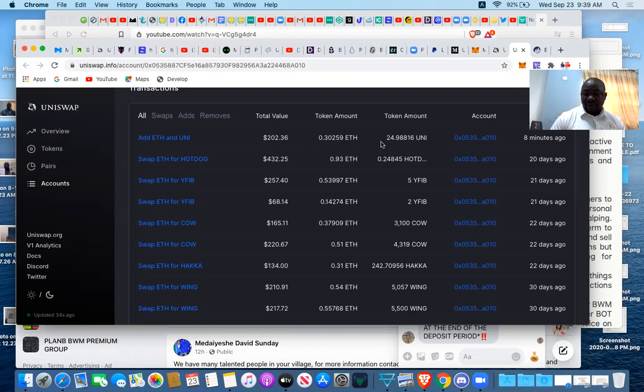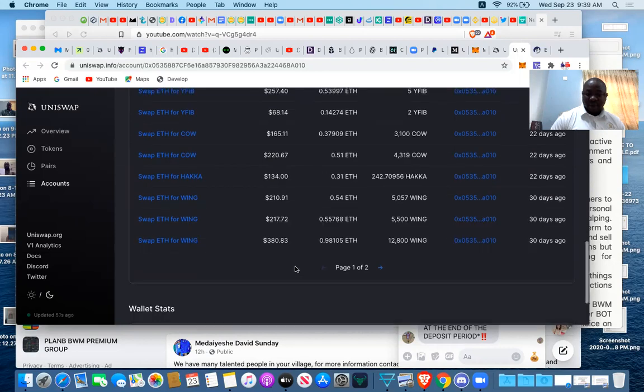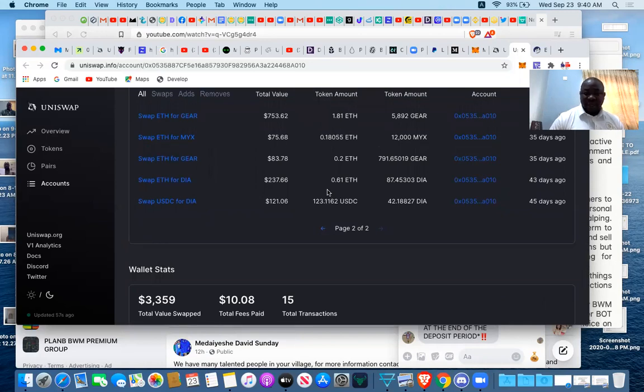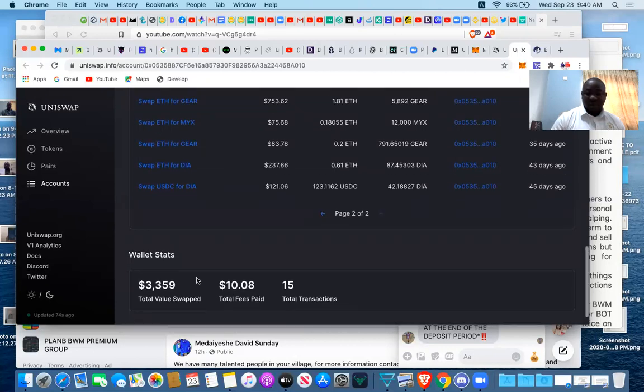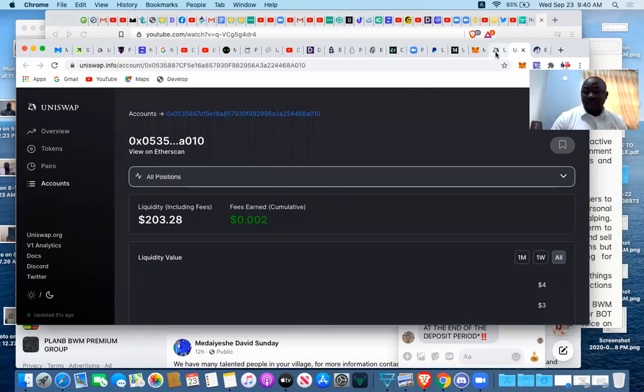So the one I just did now. Somebody has just done it not long ago. Somebody did this. So any amount can go. People are providing so much. This is exactly what Ethereum Gold was doing that time that I was making some money. People are doing swapping here and there, so you're just making some money, right? Wallet statistics: total wrapped, total fees paid, total subscriptions. So that's how you provide liquidity.